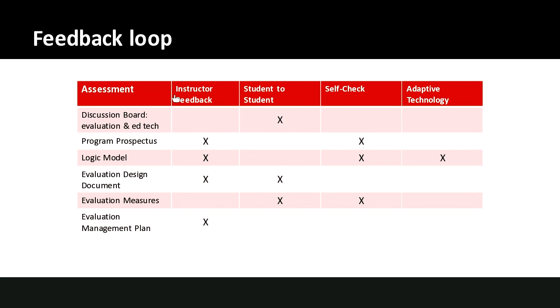How do I plan on providing my students with feedback? How are the students going to interact with each other? Are they going to have opportunities to give each other feedback? Do they have opportunities to do a self-check where they're going to be, again, maybe reflective, like I was talking about with a reflective journal? And I'll talk about adaptive technology in just a minute.